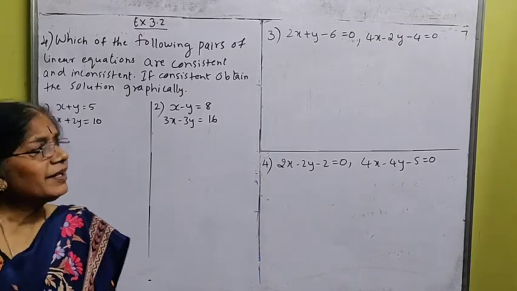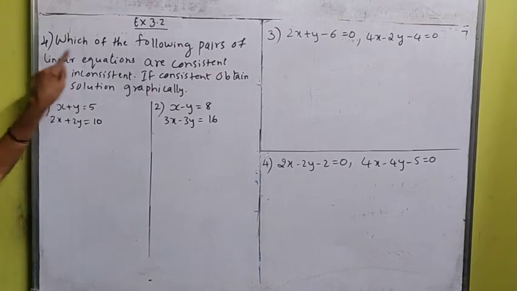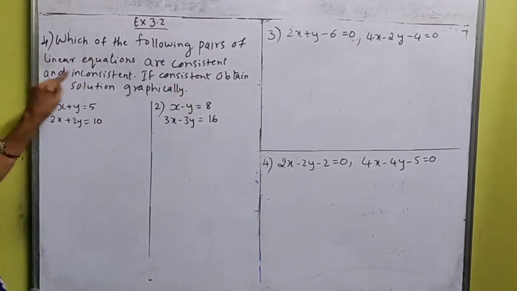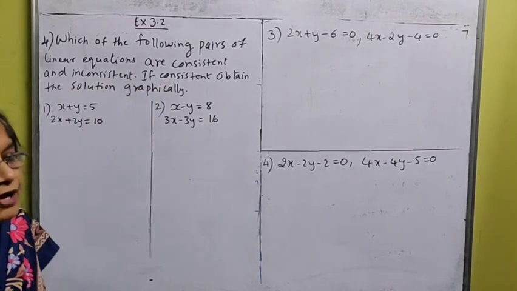Students, today we will continue with exercise 3.2. See the fourth sum. What is given: which of the following pairs of linear equations are consistent and inconsistent? If consistent, obtain the solution graphically.